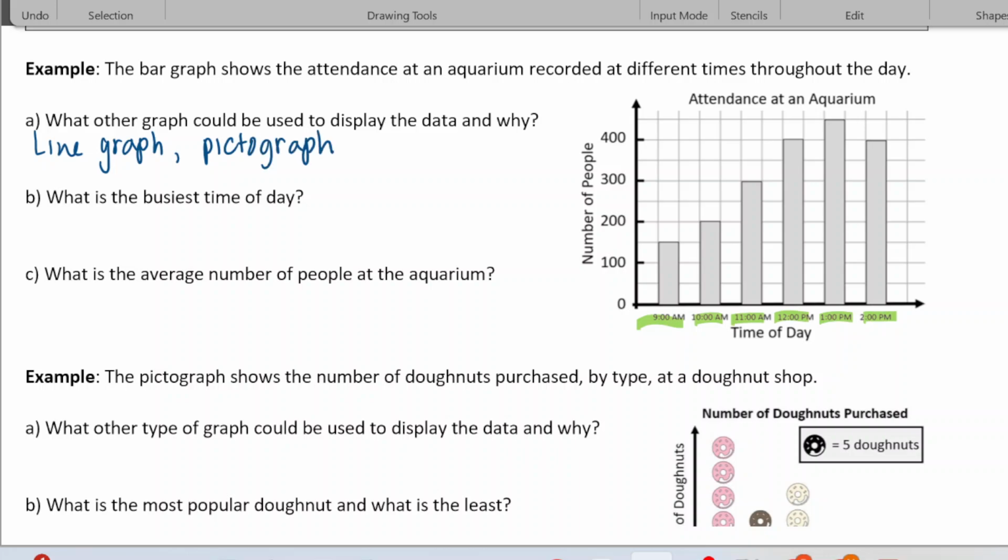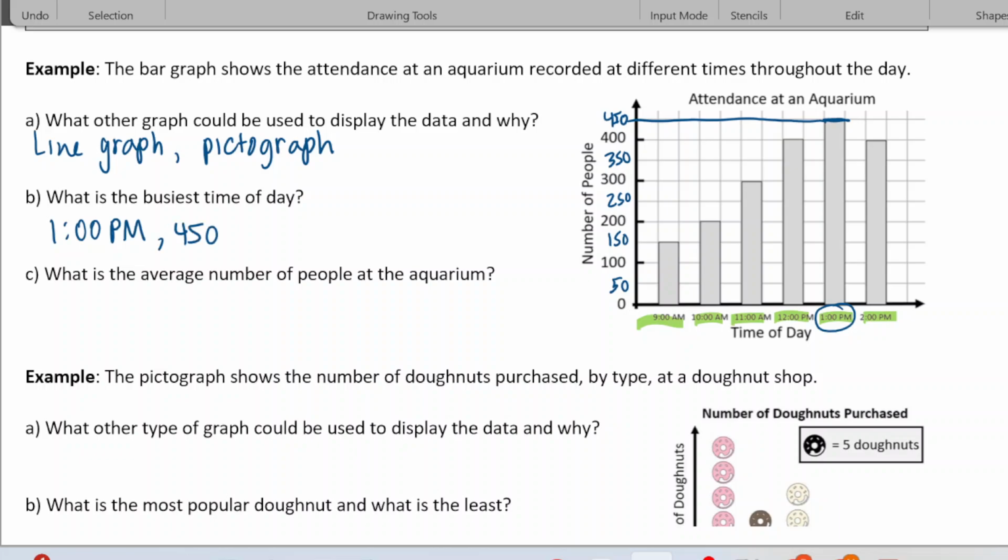What's the busiest time of the day? Okay, 1 p.m. looks like it has the highest number of people, so this graph is going up by 50. 350. So this point here would be at 450 people. So at 1 p.m., we have about 450 people.